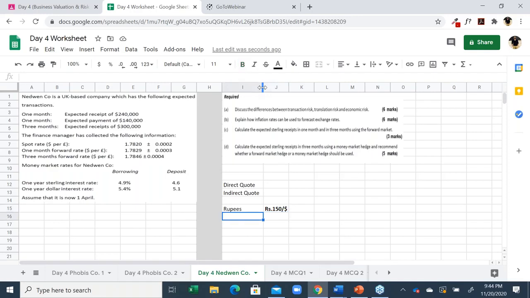So if the exchange rate is quoted in local currency, it is called a direct quote. And if it is quoted in foreign currency, then it is called an indirect quote.